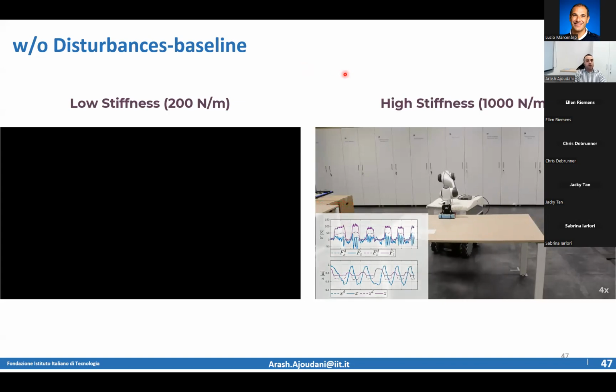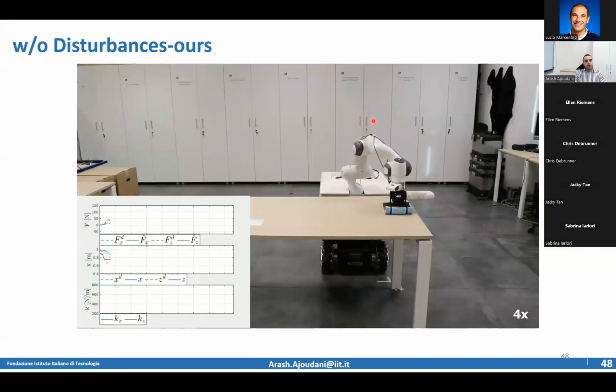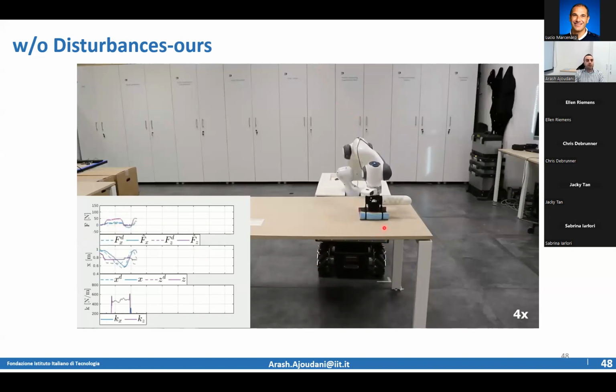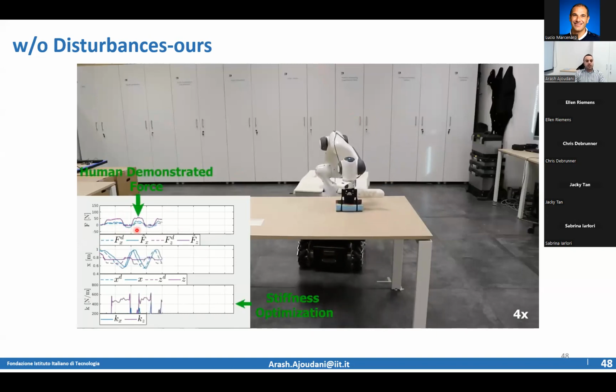So if we now put the method that I explained to you, through the optimization of the impedance to arrive at the desired force, it is really nice that you can see the behavior is really, really smooth.